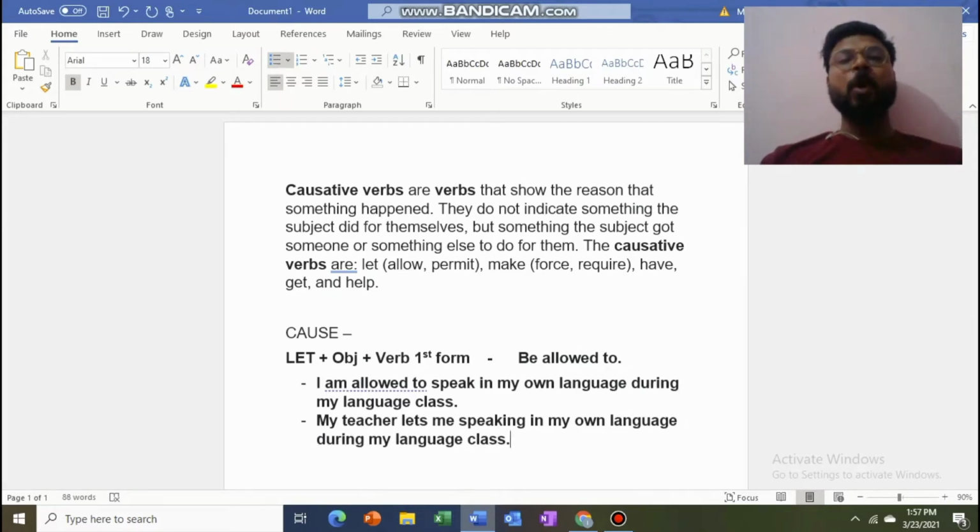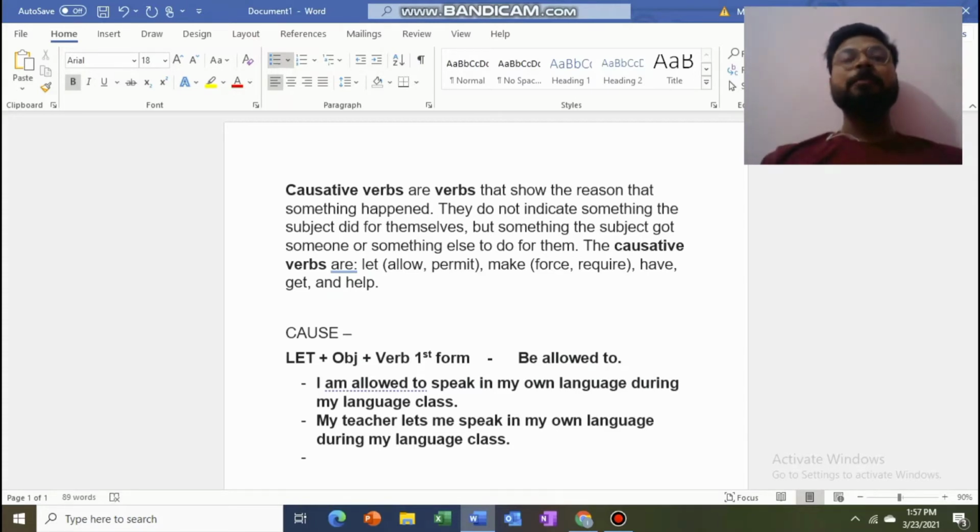Now you see, both sentences mean the same. The first sentence, I'm allowed to speak in my own language during my language class, or my teacher lets me speak in my own language during my language class. Both are perfectly right, and both have the same meaning. This also means that I can speak in my own language during my classes.